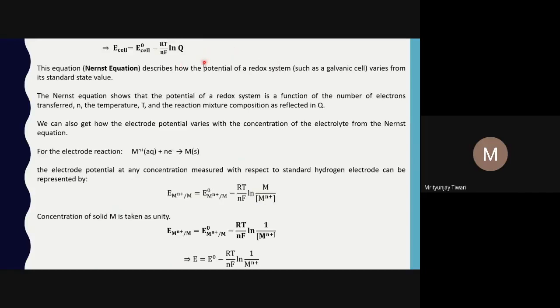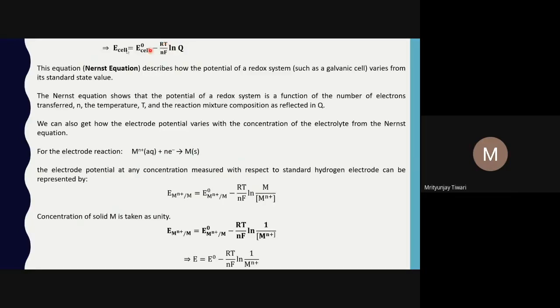This is a very famous equation, and using it you can calculate the cell potential at non-standard conditions at any constant condition. Here you see that E cell now depends on a few things. It depends on the temperature. This T is the temperature.